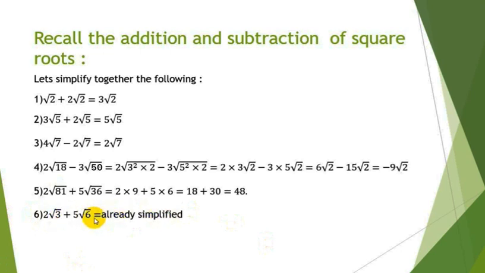We can't do anything. Now you should keep in mind that if we have the same radicals, you can very easily add or subtract them. But if you have different radicals, you should try to simplify them, and you can after that add or subtract them if they have the same radical.